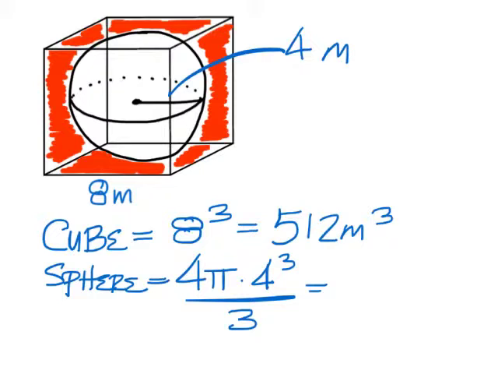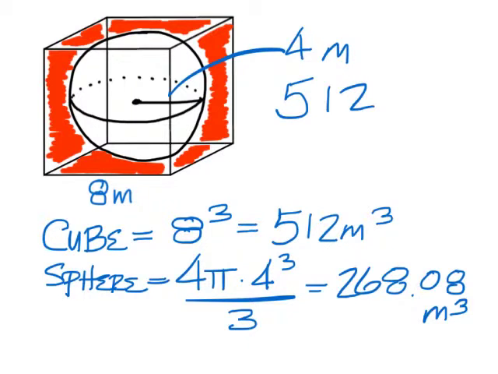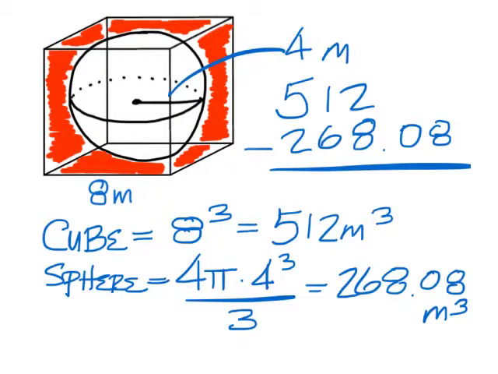So 4 times pi, and then times 64, which is 4 cubed, and divide by 3. You should get 268.08 meters cubed. So you need 512 minus 268.08. And that's going to come out to be 243.92 meters cubed.